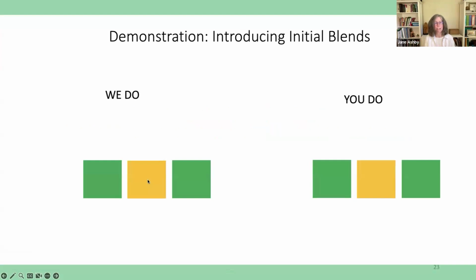Sometimes getting students started with initial blends can be kind of daunting. And so I tend to start, this would just be one lesson, with the 3 sound words. And I'd say something like, you've been segmenting 3 sound words and doing great. Today, we're going to learn about words that have 4 sounds. Let's start with a 3 sound word.